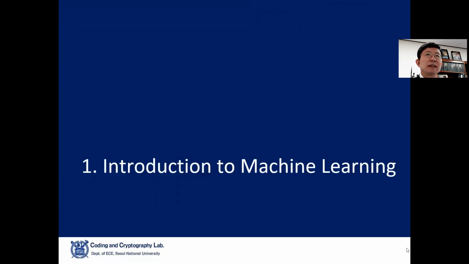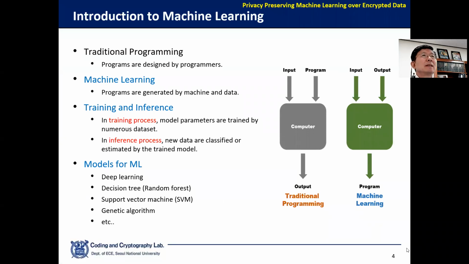Introduction to machine learning. Machine learning is a kind of program generated by a machine and data. There are two stages for machine learning: first, training, and second, inference. In the training process, model parameters are trained by numerous data sets. In the inference process, new data are classified or estimated by the trained model.